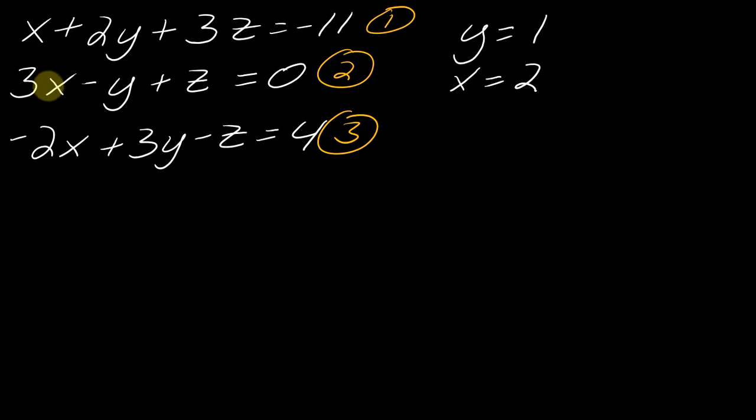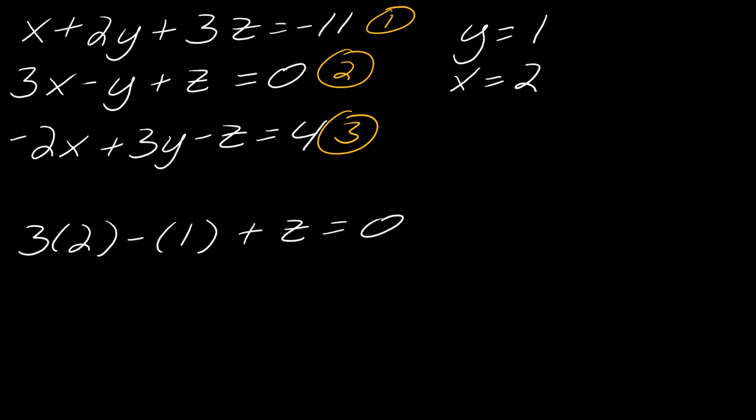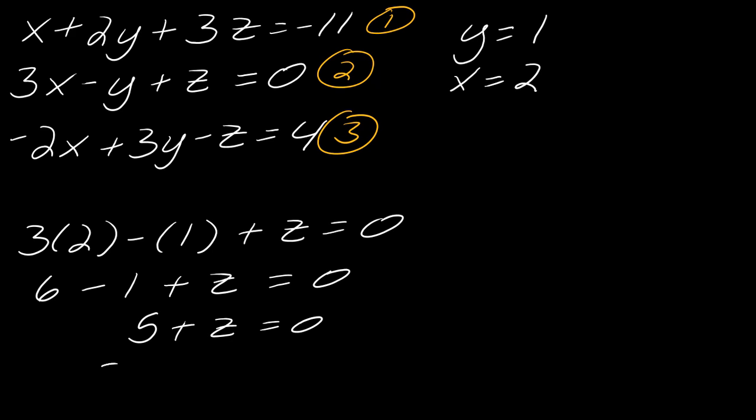Okay, so I'm going to use this equation here and plug in those values. So this will become 3 times 2 minus 1 plus z equals 0. So now I get 6 minus 1 plus z equals 0. So this becomes 5 plus z equals 0. So I can subtract off the 5 to get z equals negative 5. So let me note that up here.